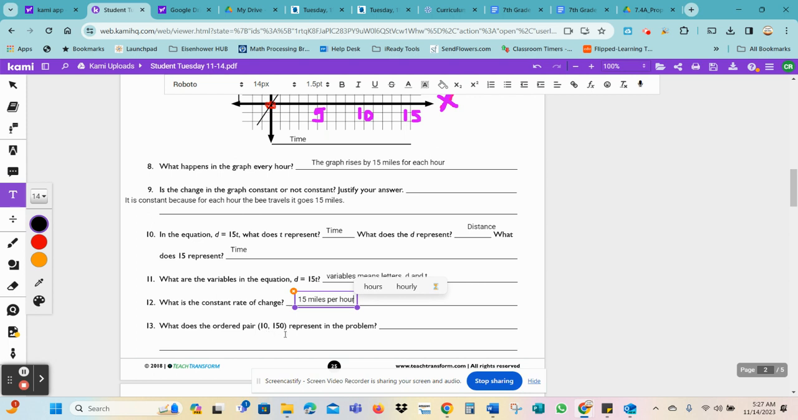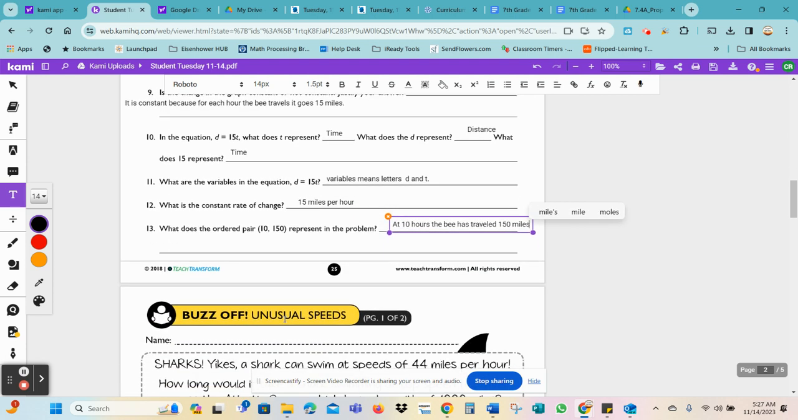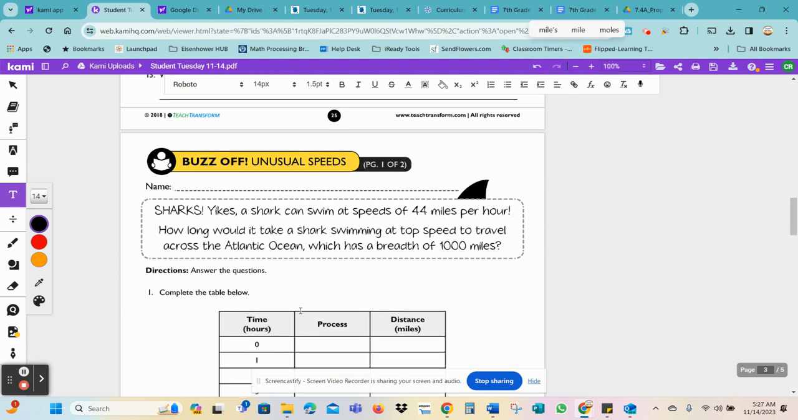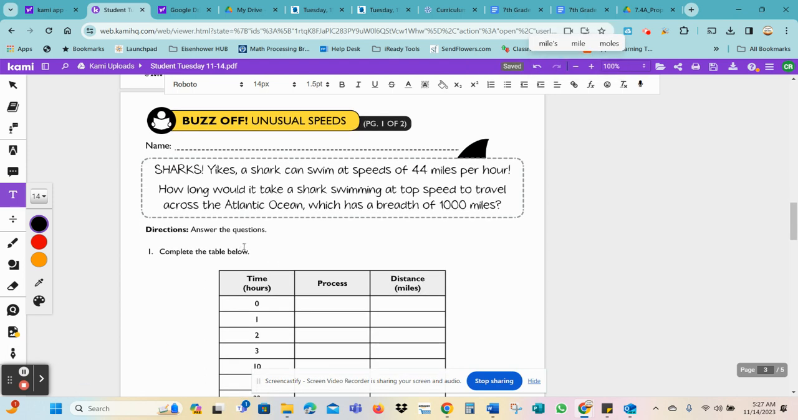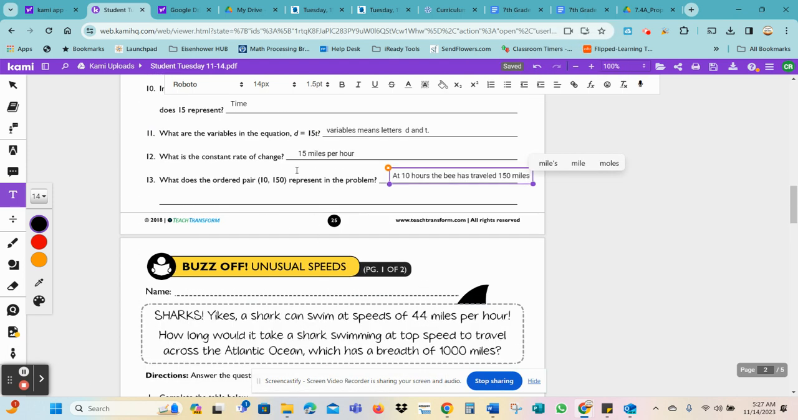And what does the ordered pair of 10 comma 150 represent in the problem? So we move it up to 10. It means that at 10 hours, the bee has traveled 150 miles. So let's take a look at this next one. Make sure that you pause the video and catch up on this part, and once you're ready, move to the next.